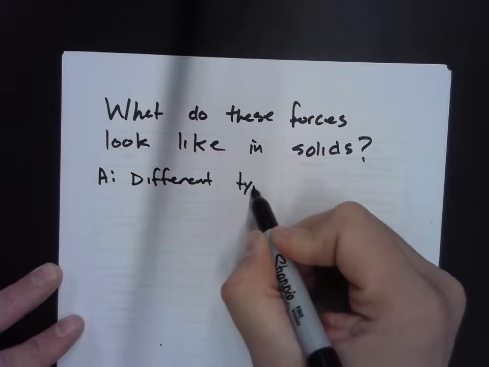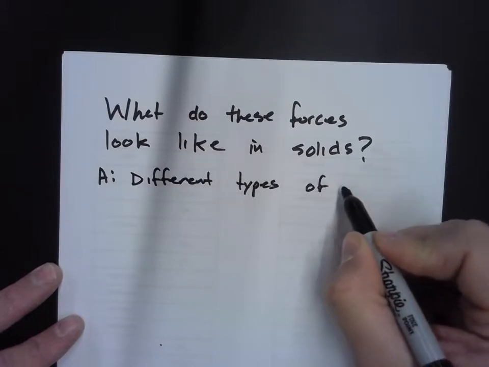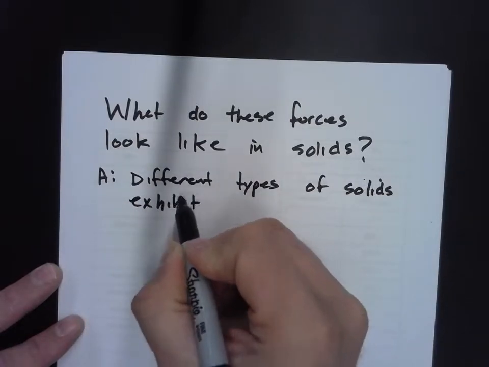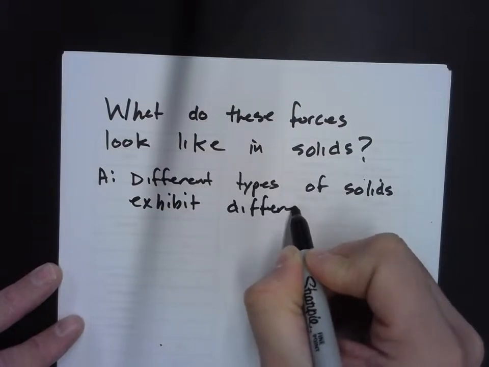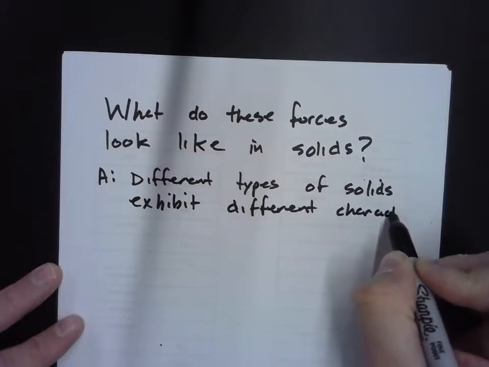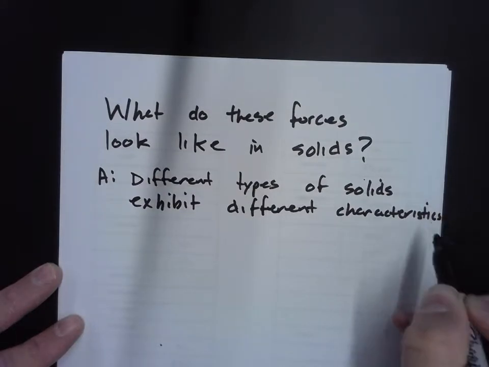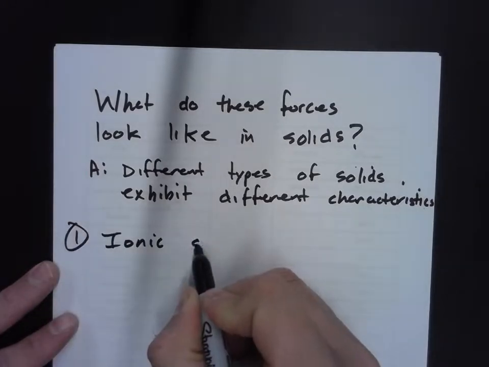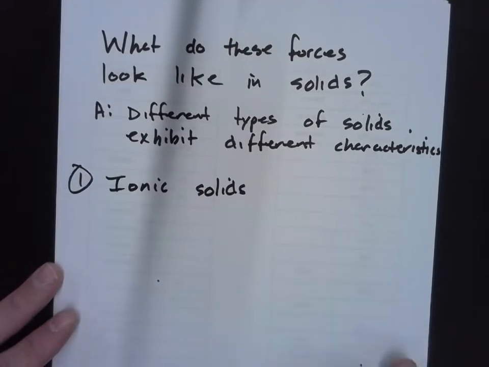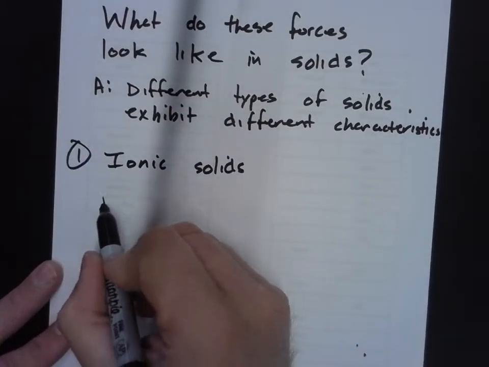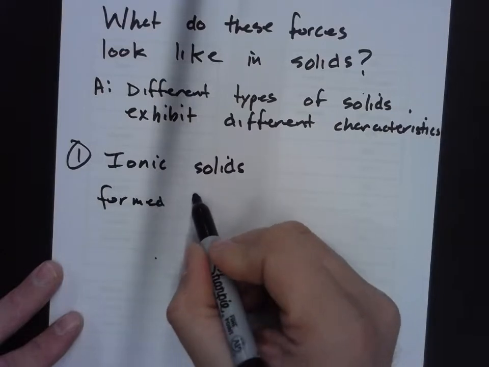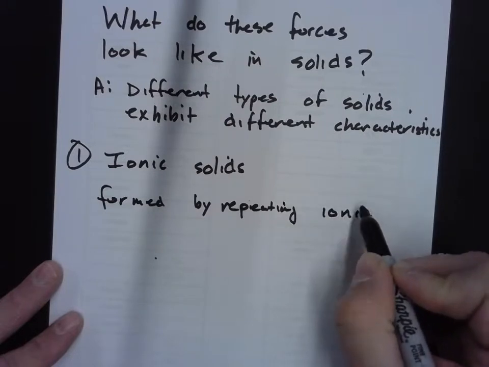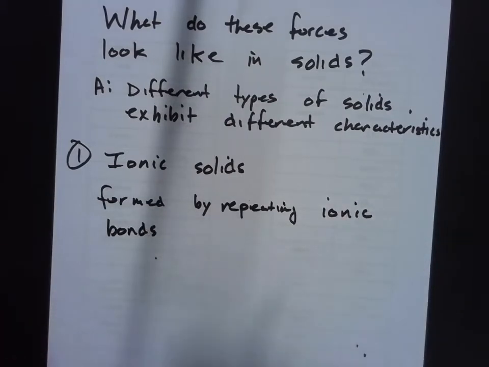Well, answer: different types of solids exhibit different characteristics. Okay, so let's look at the first one, ionic solids. It's formed by repeating ionic bonds.